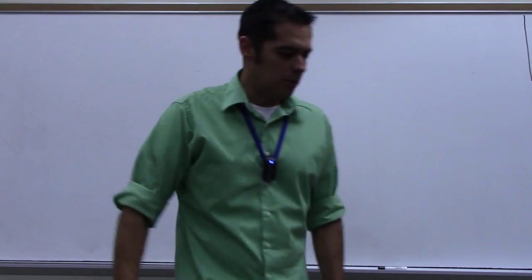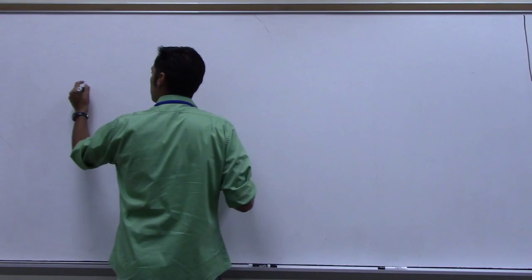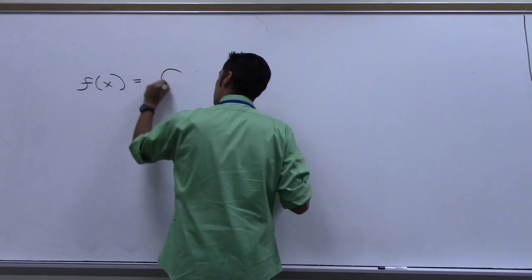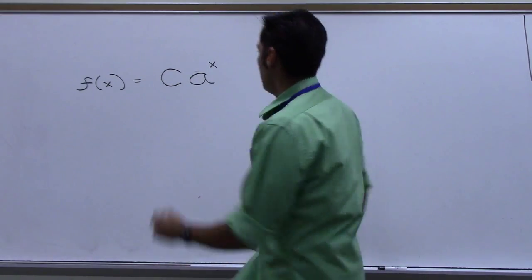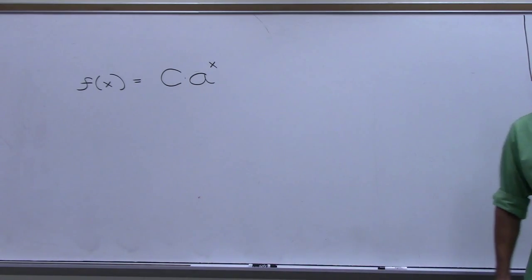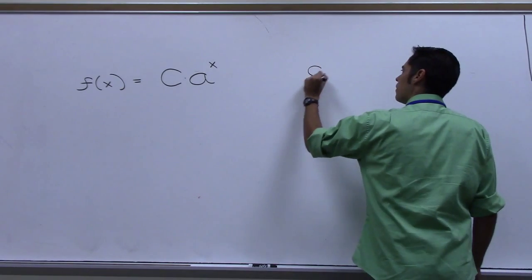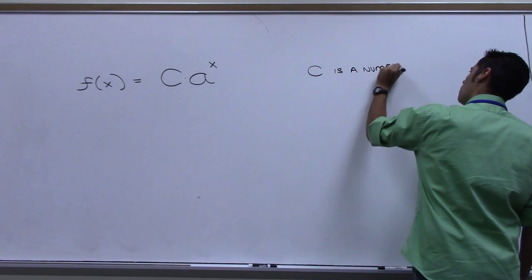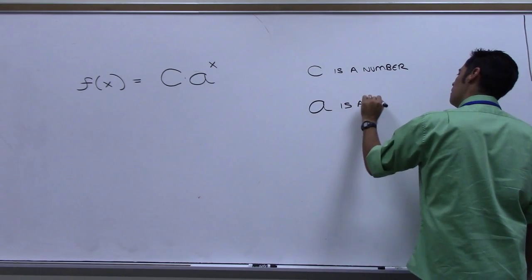All right, so that was the folding paper there. Let's now get back to what the exponential function looks like. I'm continuing with what I just erased. f of x equals c a to the x. That's multiplication. All exponential functions look like this, where c is a number, and a is a number also.